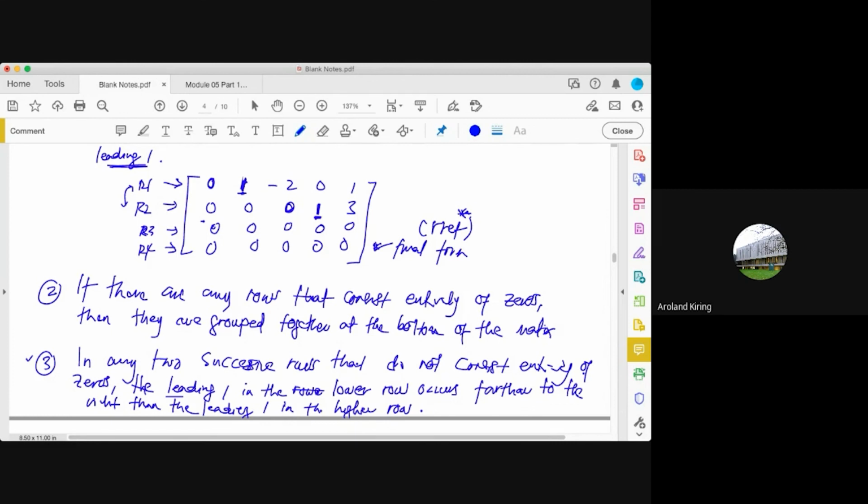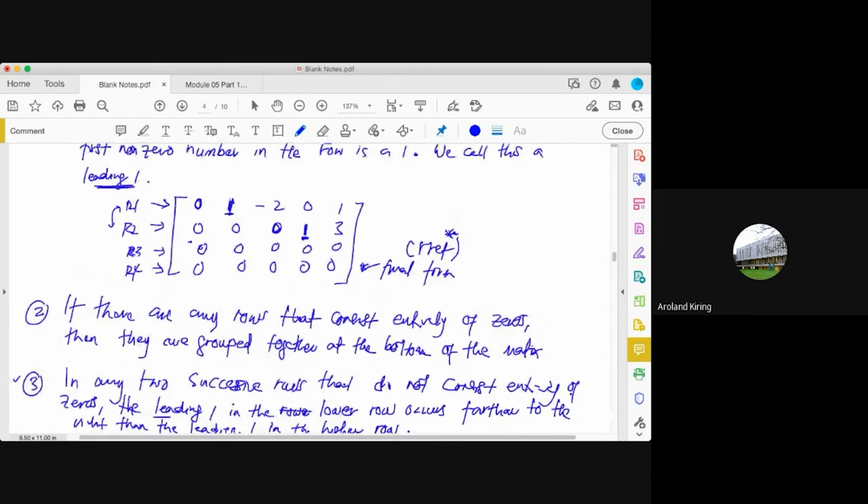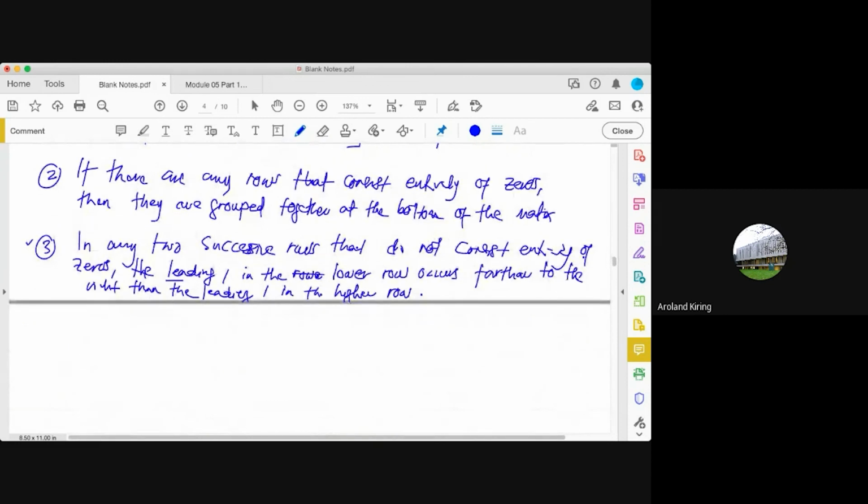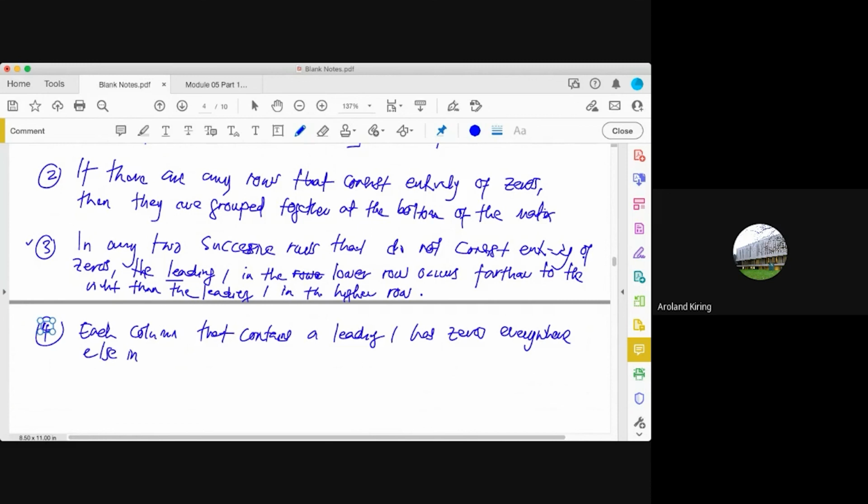Okay, these will tell you that you have reached your final form of RREF. Sometimes you try so many row operations and you still cannot get the identity matrix. So that's fine. You can use this to show that you have reached your final form. And there's one more, the last one, number 4: each column that contains a leading one has zeros everywhere else in that column.